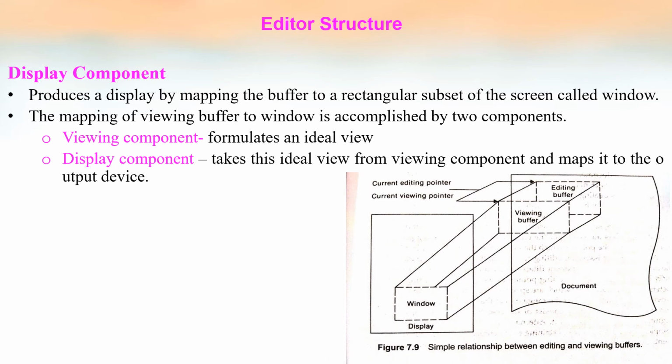So the mapping of the viewing buffer to the window is accomplished by two components. One is the viewing component, which formulates an ideal view, and the display component takes this ideal view from the viewing component and maps it to the output device.